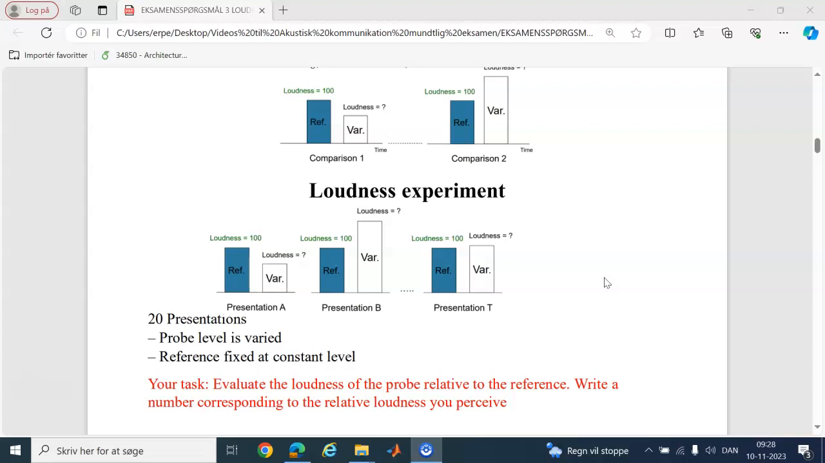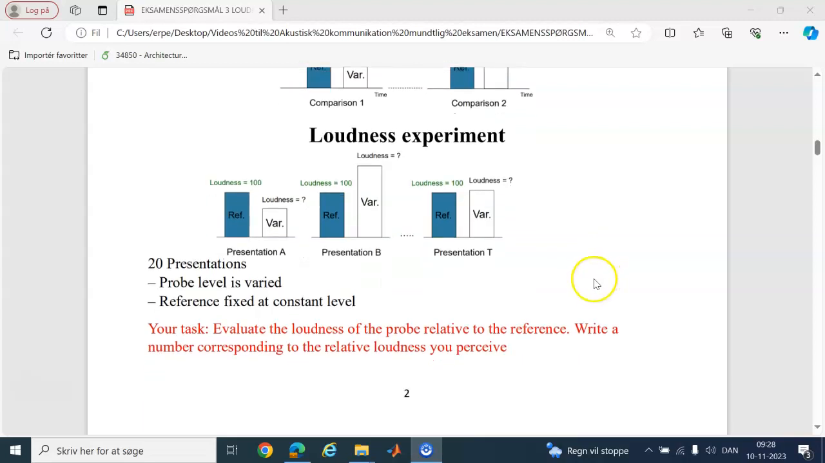We can have a talk about loudness experiments. 20 presentations, the probe level is varied, the reference fixed at a constant level. Your task is to evaluate the loudness of the probe relative to the reference. Write a number corresponding to the relative loudness you perceive. That could be a way.